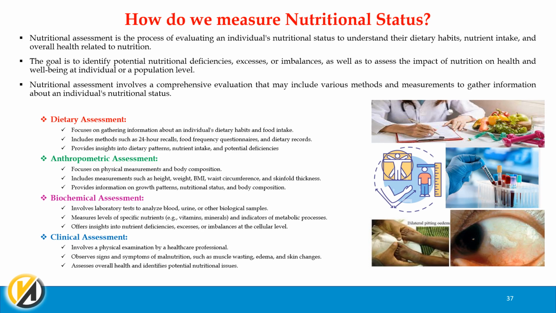This method measures the level of specific nutrients such as vitamins and minerals and indicators of metabolic processes. This method offers insight into nutrient deficiencies, excess or imbalance at cellular level. The fourth one is clinical assessment, which involves physical examinations by healthcare professionals, who observe signs and symptoms of malnutrition such as muscle wasting, edema, and skin changes, and also assess overall health and identify potential nutritional issues.